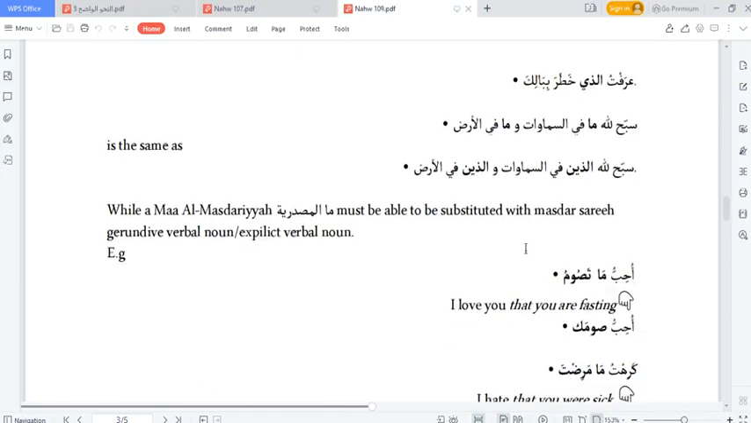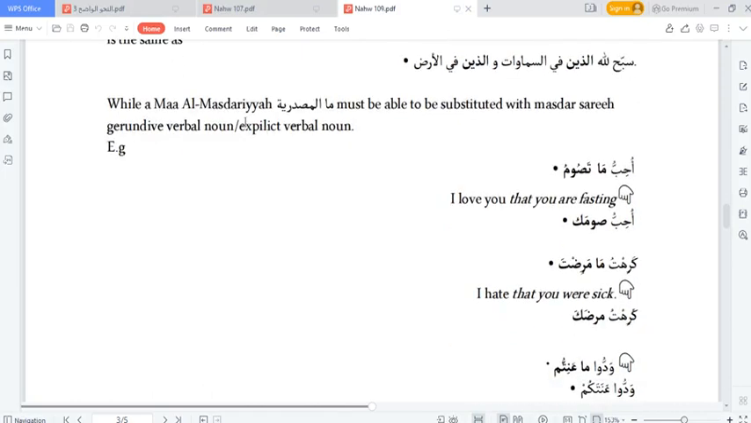While for ma al-masdariya, it must be able to be substituted with the masdar, meaning the gerundive verbal noun. So it will be explicit. You can substitute it with an explicit verbal noun, masdar. So see example now. We have uhibbu ma tasumu. I love that you are fasting. It can be replaced with what? Uhibbu sawmaka. I love your fasting. You can see it is the corresponding meaning.